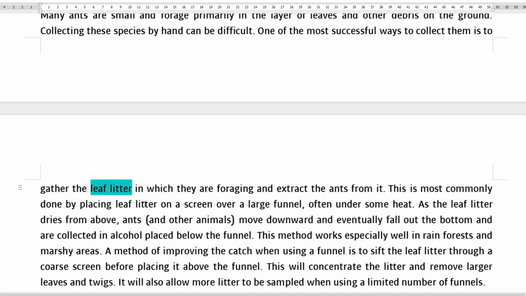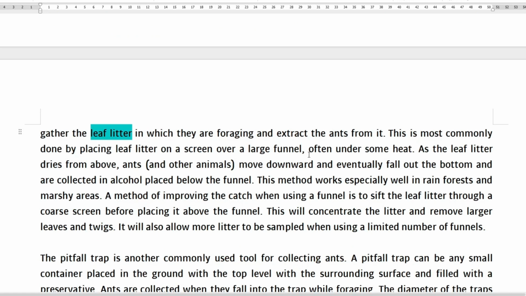This is most commonly done by placing leaf litter on a screen over a large funnel, often under some heat. As the leaf litter dries from above, ants and other animals move downward and eventually fall out the bottom and are collected in alcohol placed below the funnel. This method works especially well in rainforests and marshy areas.